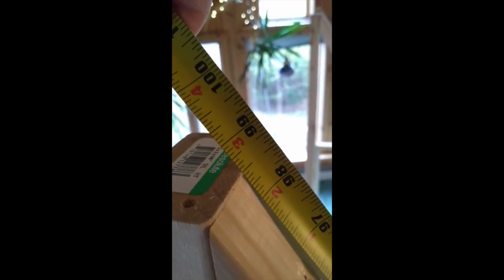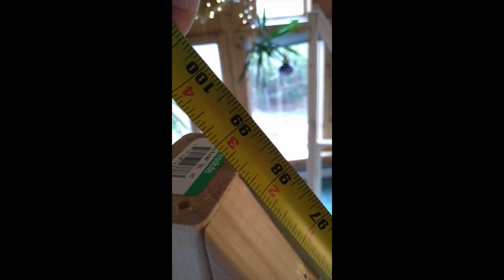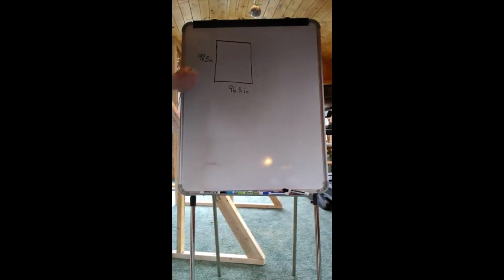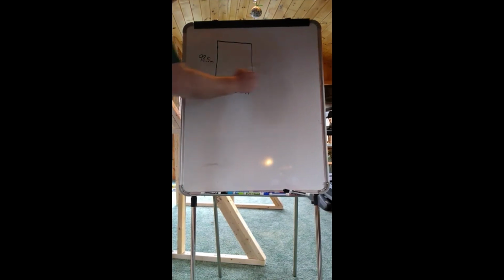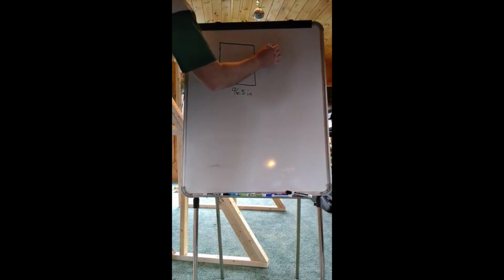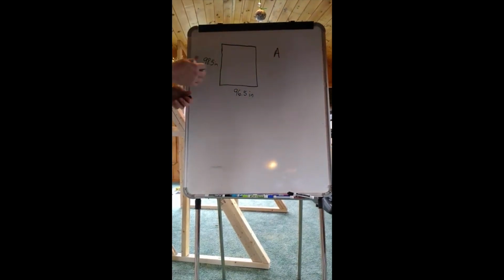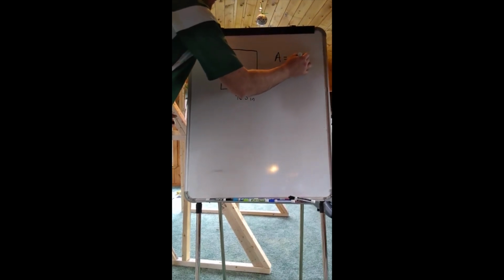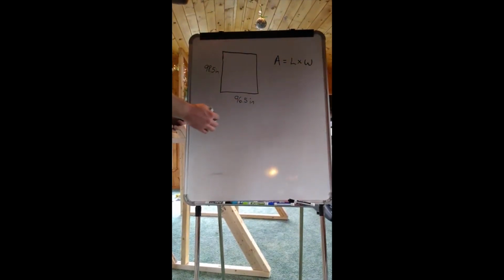So here we're measuring the width of the roof. I've attached the measuring tape to the bottom of the roof, and I've measured all the way up to the peak. The measurement is 98.5 inches. So we have our measurements. The width is 98.5 inches. The length is 96.5 inches. Now remember, in order to find the area of any rectangle or square, area equals length multiplied by width. So we have everything we need.